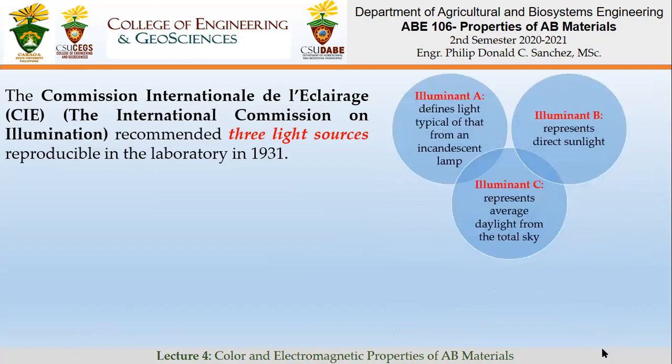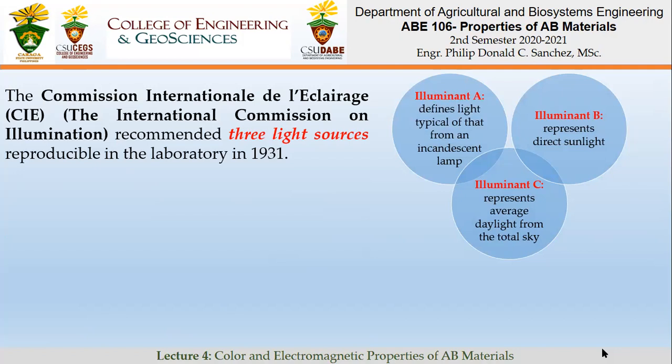Okay, so they called it 3 illuminants: illuminant A, illuminant B, and illuminant C. That's the standard proposed by the CIE. Illuminant A defines light typical of that from an incandescent lamp. They based it on the incandescent lamp because when you measure the color characteristics of a food product or object, you really have to have a calibrated or standard color, which is white, just like the fluorescent, just like the daylight.